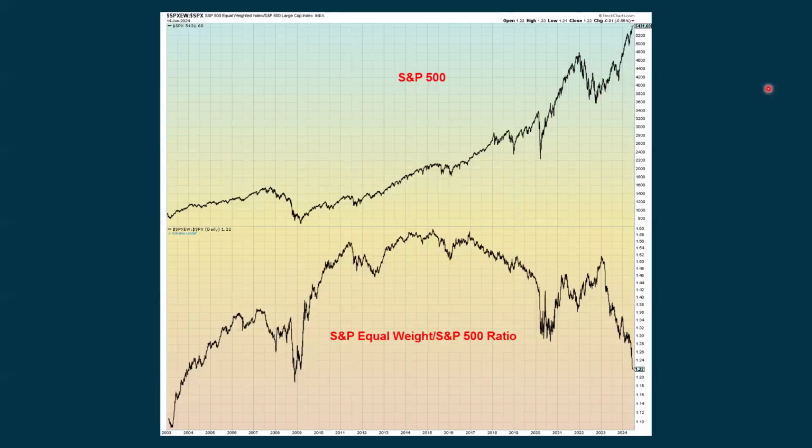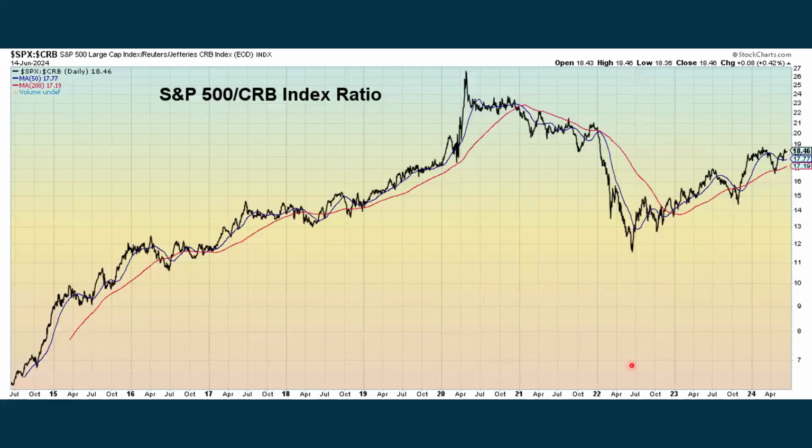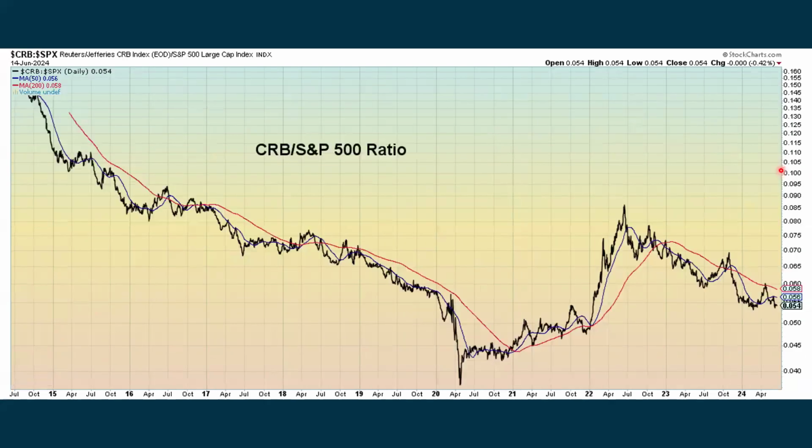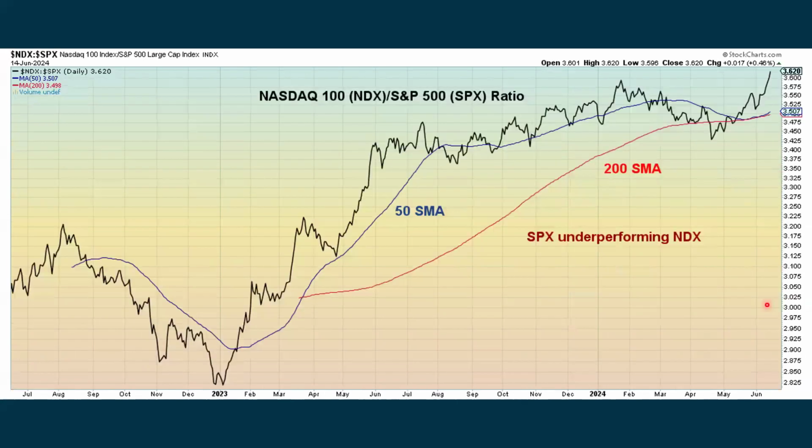We look at a different ratio here. We take the equal weight and compare it to the S&P. When this is going down, that just means the big stocks are outperforming, as the equal weight stocks in the S&P are underperforming. We look at a ratio between stocks and commodities, showing how they're both in uptrends by themselves, but stocks are outperforming commodities. There's an inverse showing how commodities are underperforming stocks.